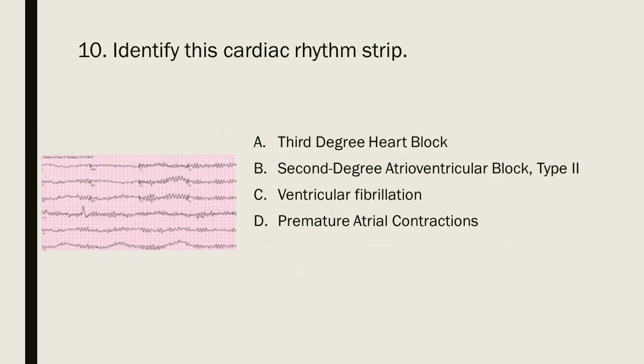10. Identify this cardiac rhythm strip. Third-degree heart block. Second-degree atrioventricular block, type 2. Ventricular fibrillation. Premature atrial contractions.